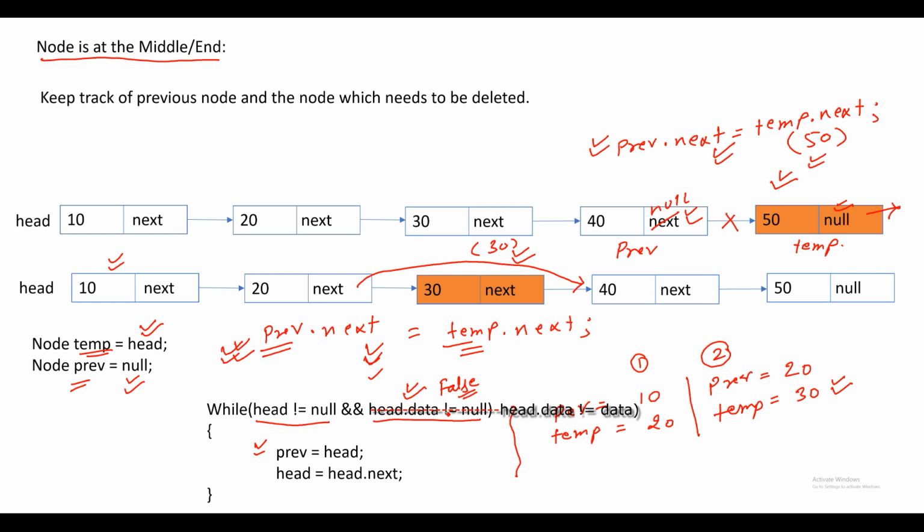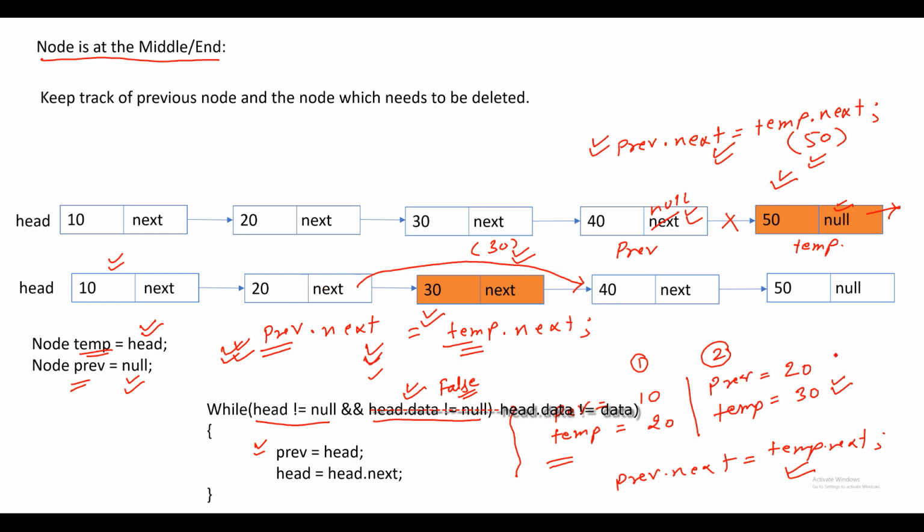If this is happening, what we have to do is come out of this while loop and say that previous.next is equal to temp.next. If you do this operation, it will automatically point the previous node to the next node of the node which we have to delete. In this case, we have to delete this 30 node, so it will make node 20 point to 40.